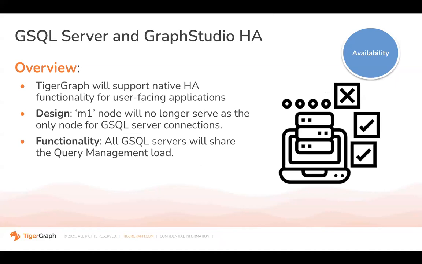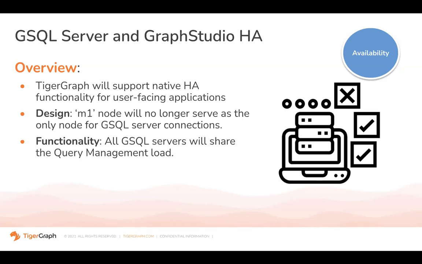So I'll start with the first big feature on the availability side, GSQL Server and Graph Studio HA. By design, TigerGraph has HA built in, as I mentioned, for all our internal components. For example, GPE, GSE, and REST services all have primary and backup. And if the primary were to go down, the backup would take its place, so that from a user request perspective, we are able to handle requests seamlessly.